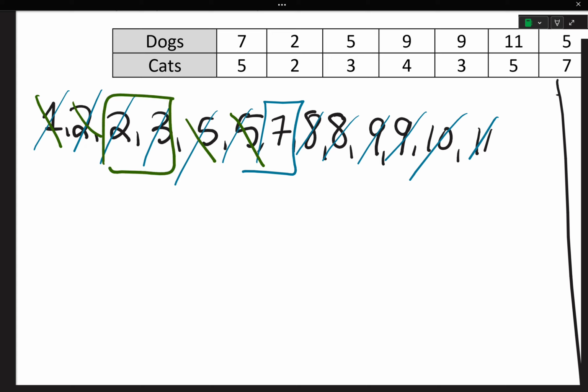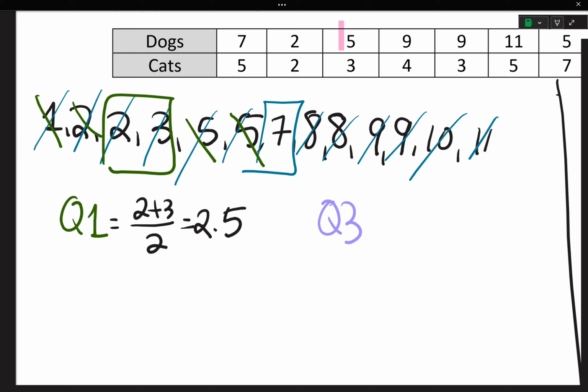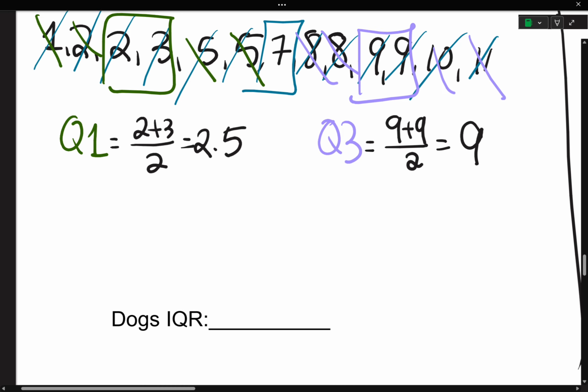Ooh, it looks like we're between 2 and 3. So for Q1, we're going to do 2 plus 3 divided by 2. 2 plus 3 is 5, and 5 divided by 2 is 2.5. Now let's find Q3 by finding the middle of this side. I have 9 and 9. So I do 9 plus 9 divided by 2, which is 9.